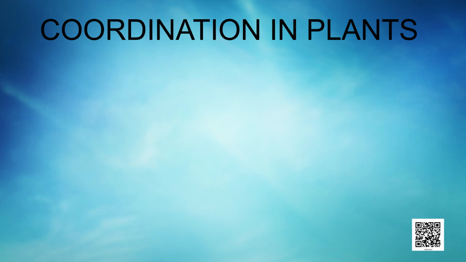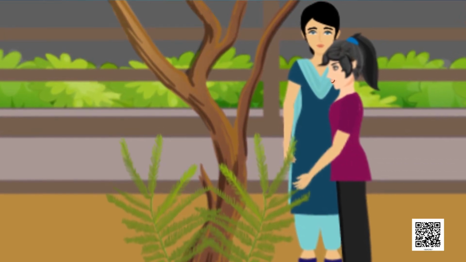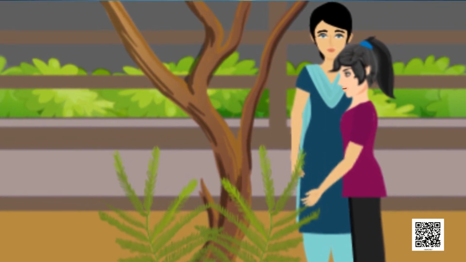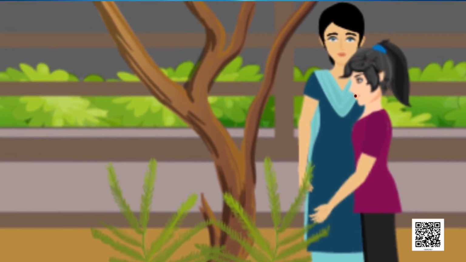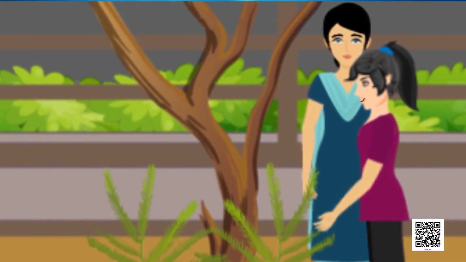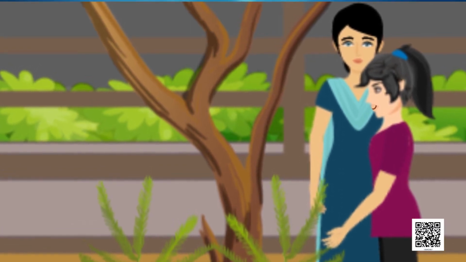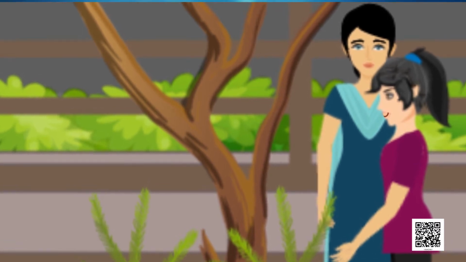Coordination in plants. Mama, see, when I touched the leaves of this plant, they folded in. How does this happen? I am surprised to see that this plant could actually feel my touch. Children, you might also have seen this mimosa plant and tried to touch its leaves.